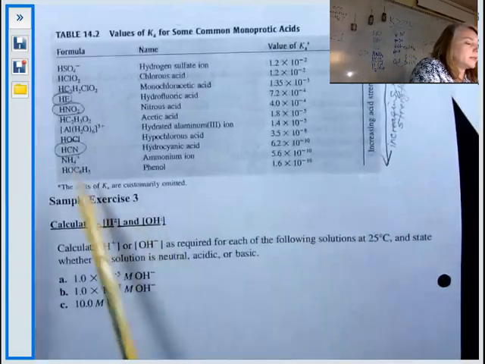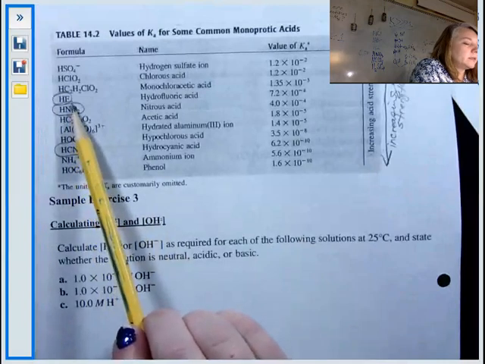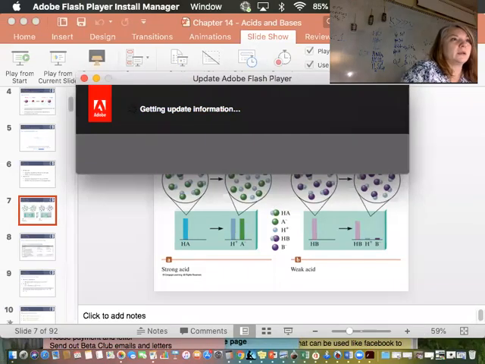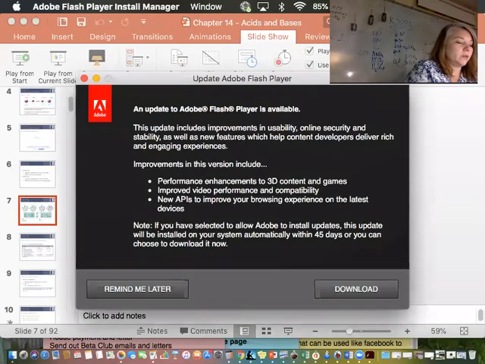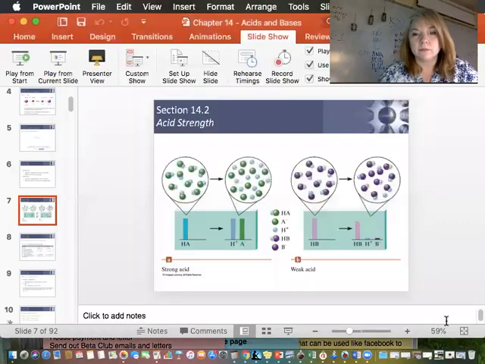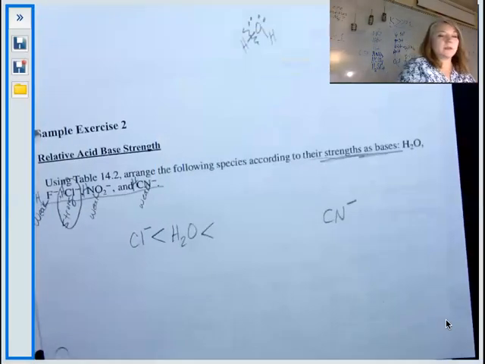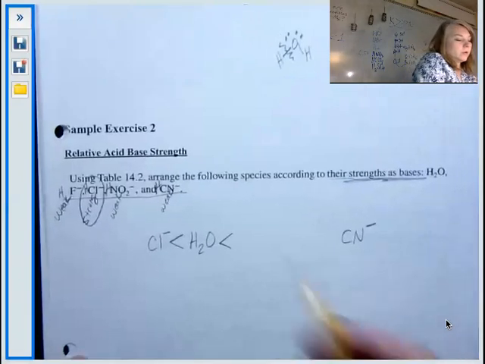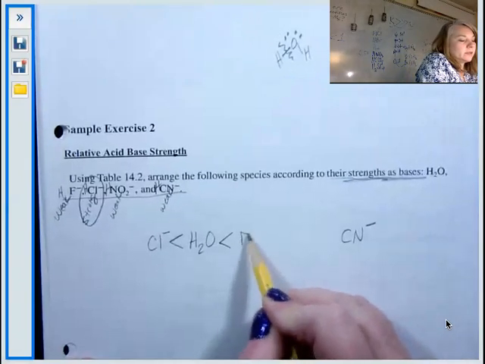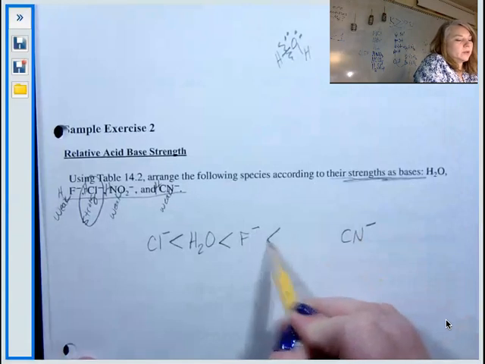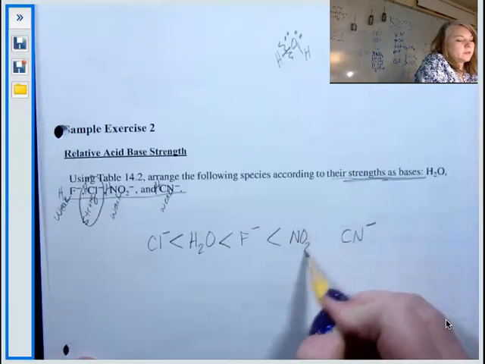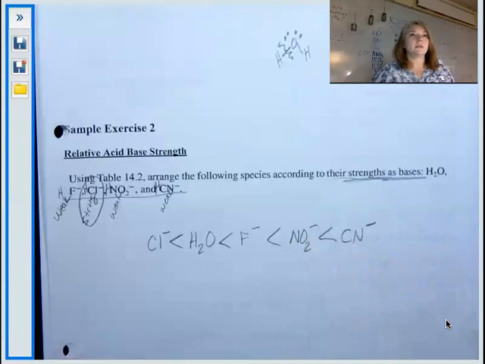So then we can see F minus is going to be next in our line, and then NO2 minus would be next. Let me show you what I'm talking about. There we go. Okay, so we have F minus is weaker than NO2 minus, which is weaker than CN minus. Do y'all agree with that? Everybody agree? Okay.